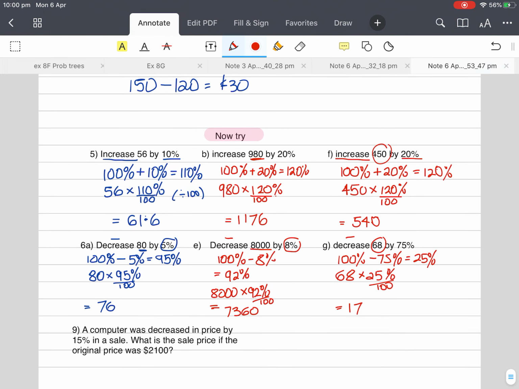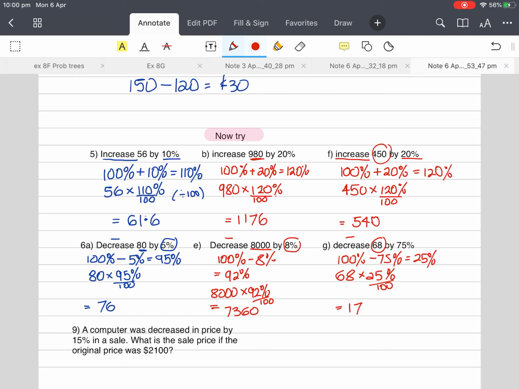Alright, let's try one more before we finish in this video. Number 9 says, a computer was decreased in price by 15% in a sale. What is the sale price if the original price was 2,100?